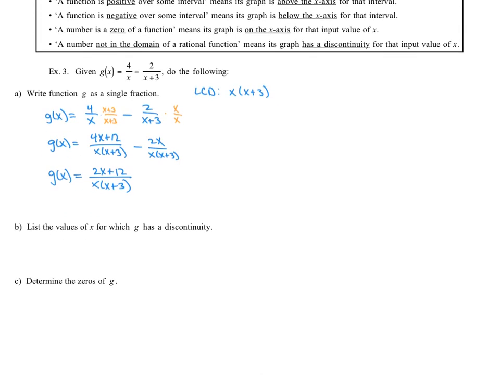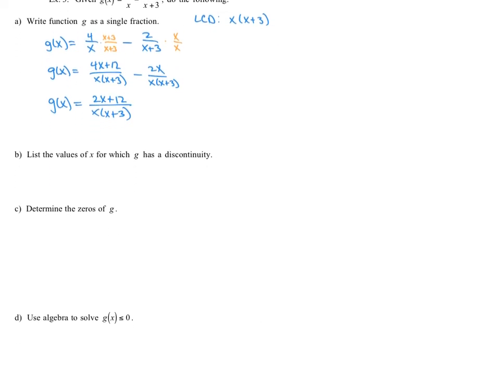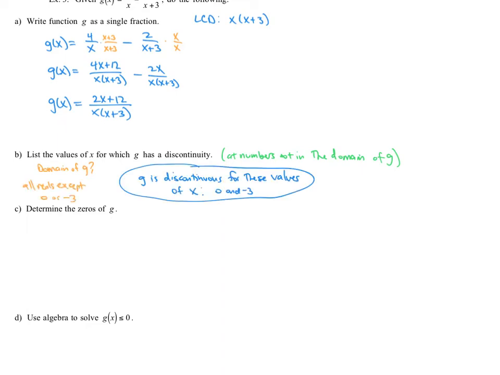The last line in that rectangle tells us where g has discontinuities. It's just for numbers not in the domain. So what is the domain of g? Well, we can see x is not allowed to be 0 or -3. So those are also the numbers for which g has a discontinuity.